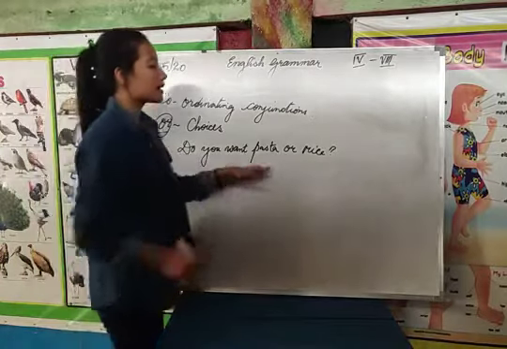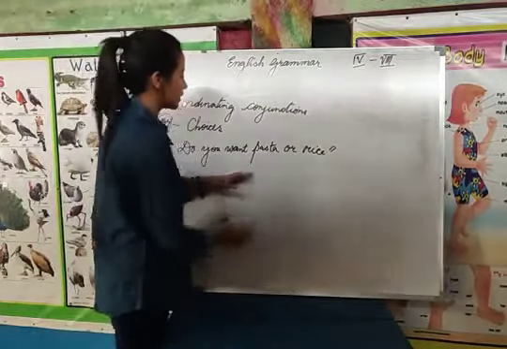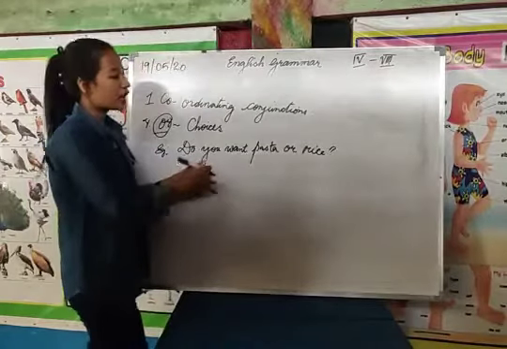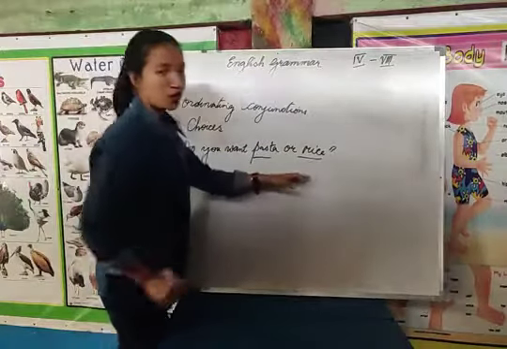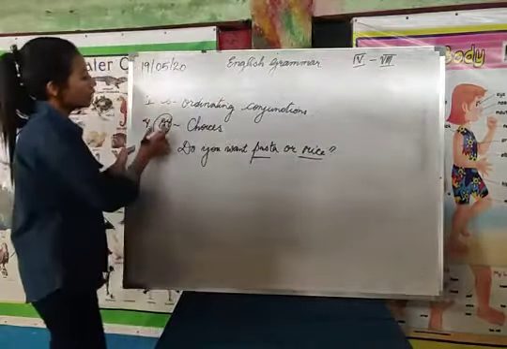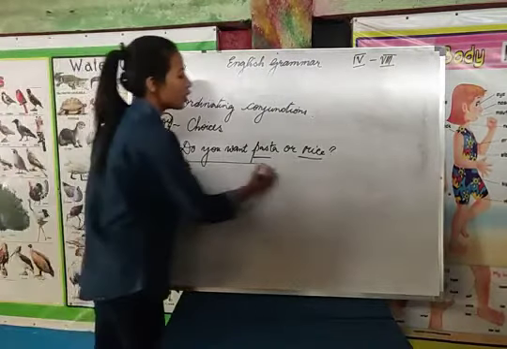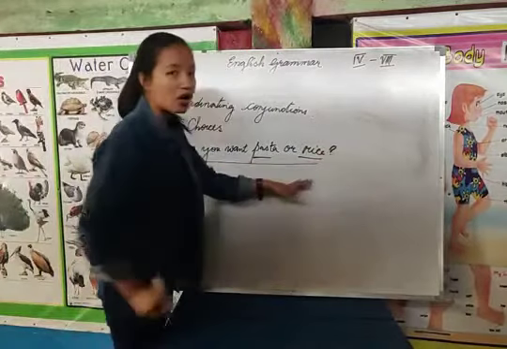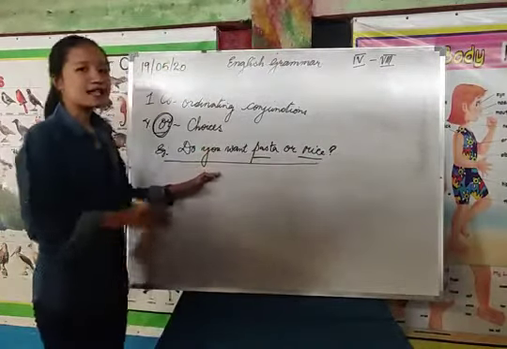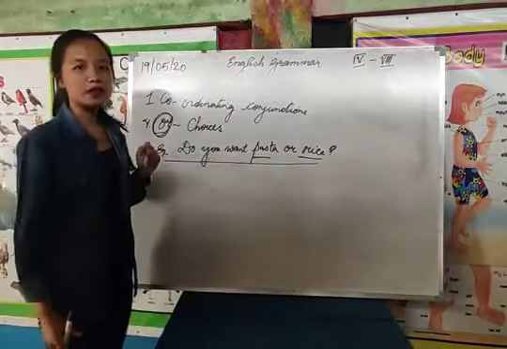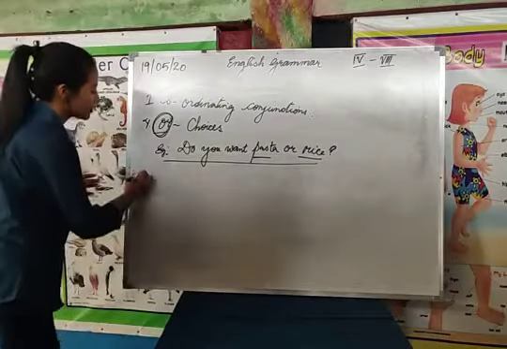Do you want pasta or rice? Here it's giving a choice. You can either choose pasta or rice. Yes or no? So always remember, when this coordinating conjunction or comes, the sentence will usually end with a question mark, because it is basically asking the opinion, the choices of the people. Clear? So let's go to the fifth.